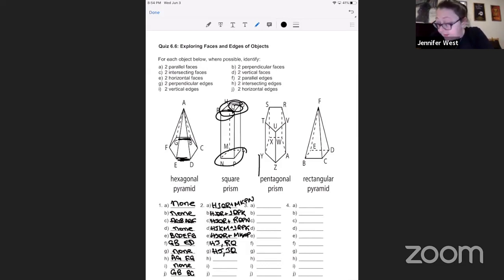And H is asking about 2 intersecting edges. So that's going to be JQ and RQ. And then it's asking 2 vertical edges. Well, that's HM and JK. And finally, 2 horizontal edges, MK and NP.